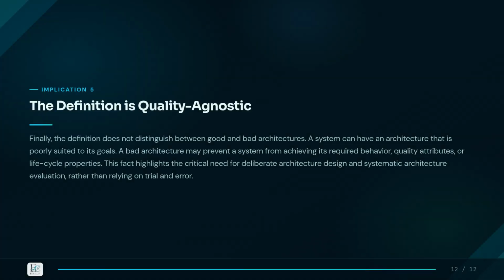Finally, our fifth implication is that this definition doesn't make a distinction between good and bad architectures. A system can absolutely have an architecture that is poorly suited for its goals. A bad architecture might prevent a system from achieving its required behavior, meeting its quality attribute goals, or having a healthy life cycle. This fact really underscores the critical need for us to perform deliberate architecture design and systematic architecture evaluation, instead of just relying on trial and error and hoping for the best.